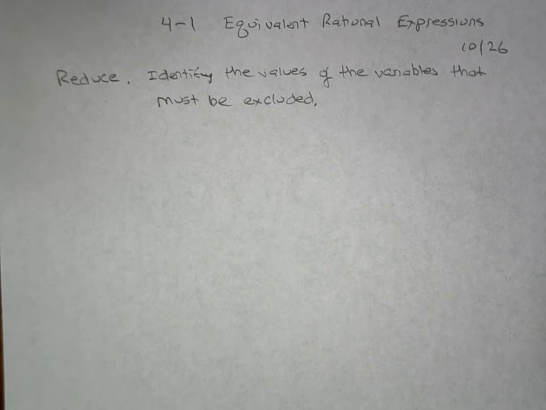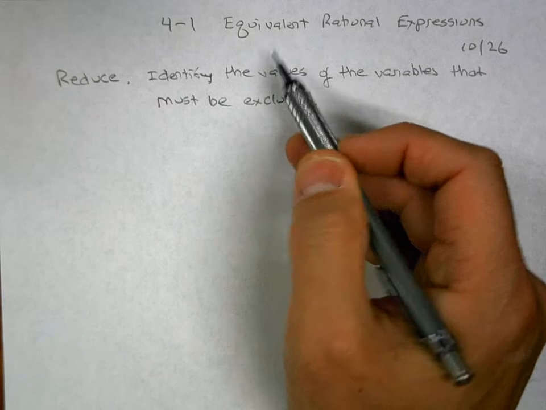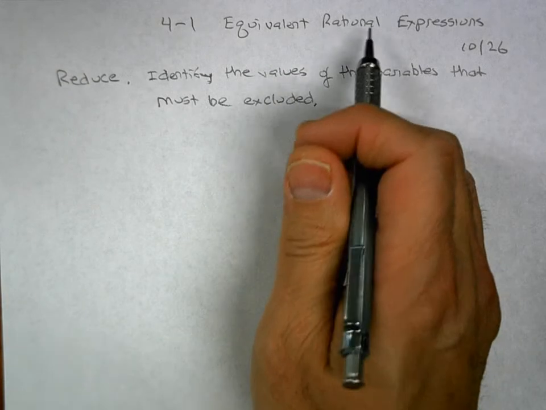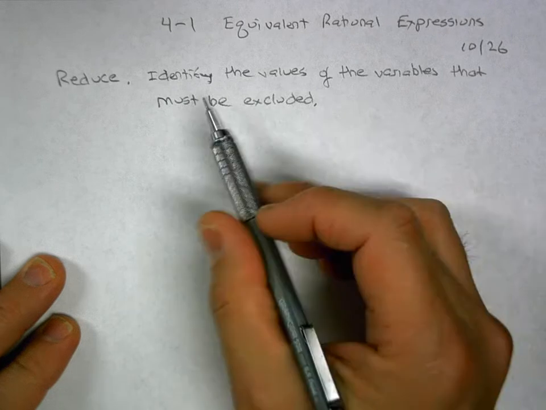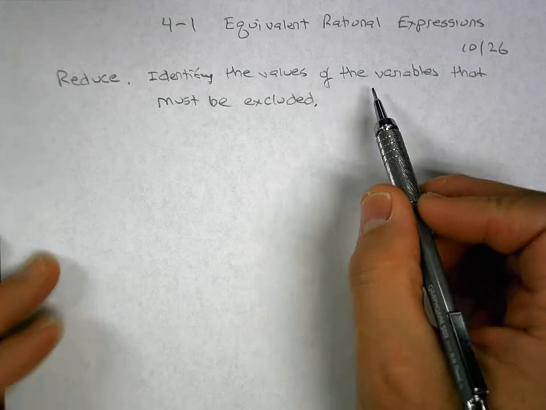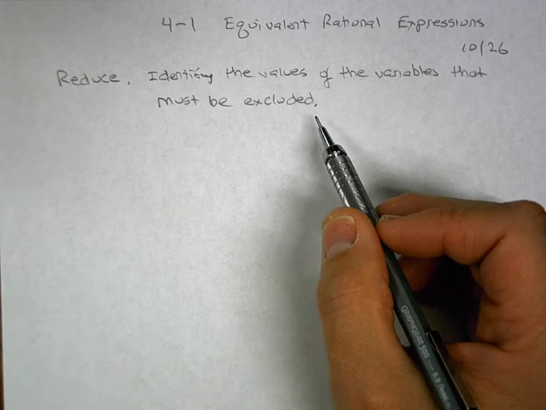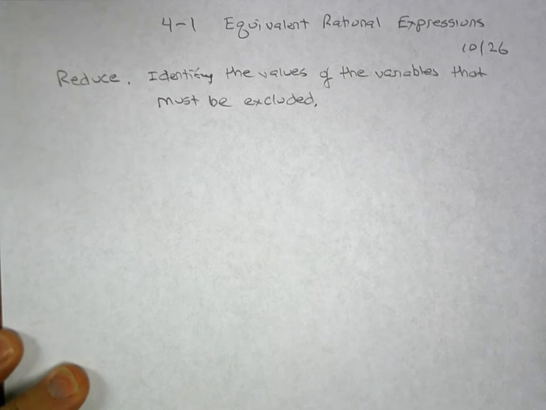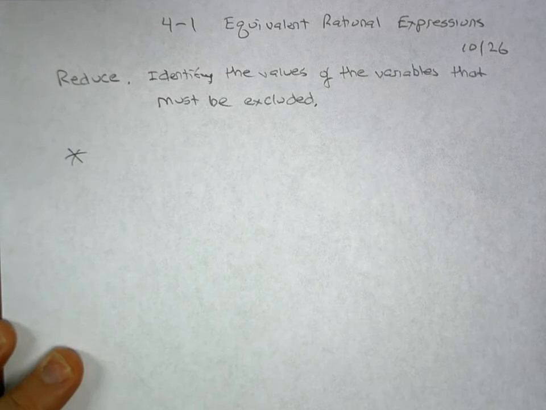Okay, so we're looking at reducing fractions so they become equivalent rational expressions. So the instructions are we're going to reduce it and then identify the values of the variables that must be excluded. I'll talk about that when we look at one of our problems. But first things first, when you're reducing, and I want you to put this in your notes, put a big star right there.